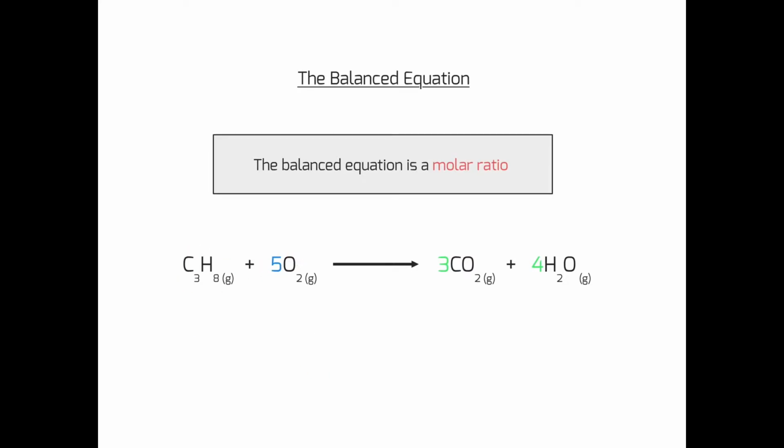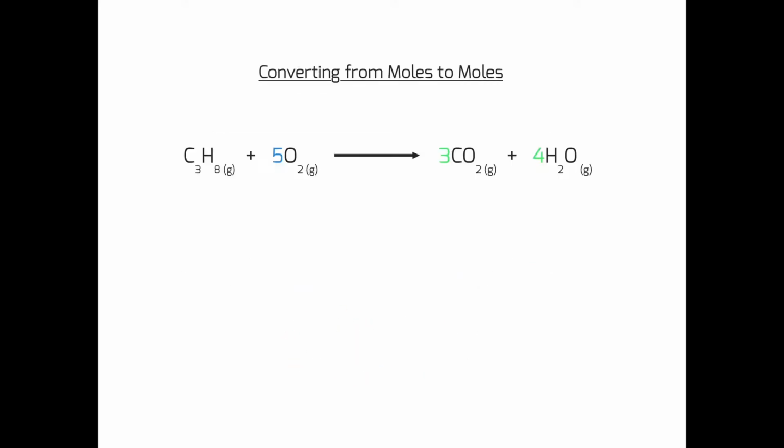And this ratio relationship works regardless of which side of the equation a substance is on. For example, for every 5 moles of O2 that react, 3 moles of CO2 are formed. So the ratio of O2 to CO2 is 5 to 3. And we could write that conversion factor either like this or like this. Now that we know that the balanced equation is a molar ratio, let's see how to convert from moles of one substance to moles of a different substance.